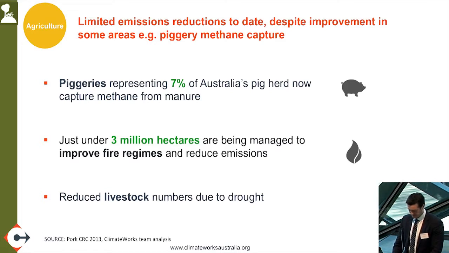These abatement activities have been relatively minor influences to date on overall emissions, with the majority of the overall reduction that I mentioned earlier coming as a result of a reduction in livestock numbers that mainly occurred from a reduction in sheep up until the end of the drought in 2009.